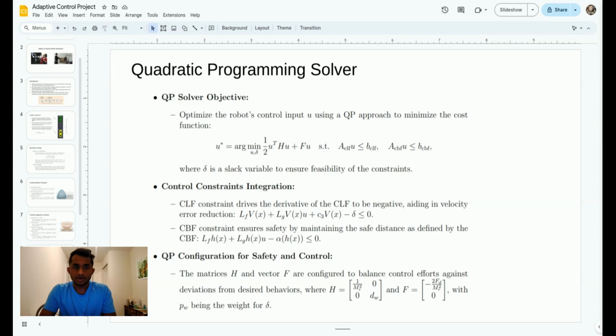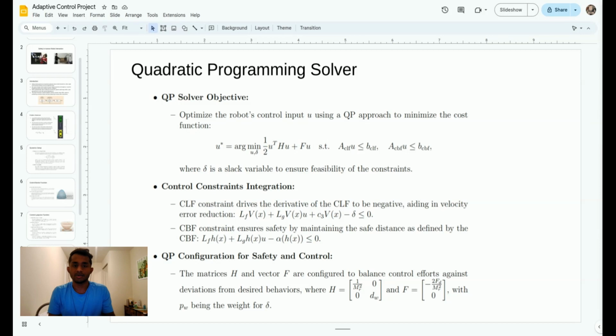In order to solve this problem, we use a quadratic programming solver. We optimize the robot's control input using the QP approach to minimize the cost function, given by u star is equal to argmin over u comma delta of half u transpose Hu plus Fu, with respect to the safety constraints, where delta is the slack variable to ensure the feasibility of our constraints. We could keep our slack variable low or high in order to ensure our constraints, which in this case would be the soft constraints, the velocity constraint, and the hard constraint would be our safety constraint.